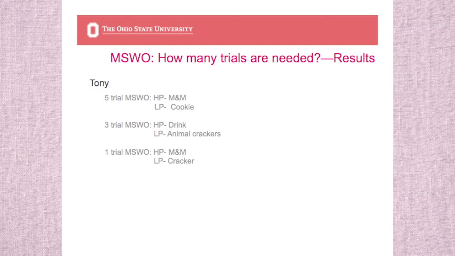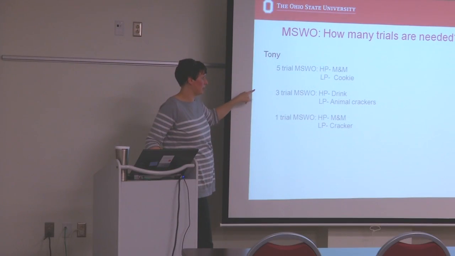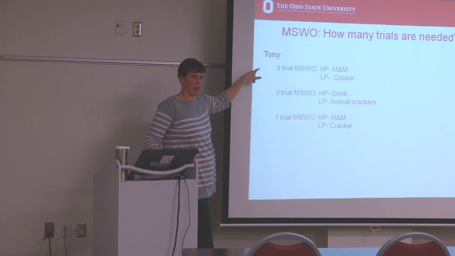So for Tony, here is his highly preferred and least preferred item across the different trials, since we're all food things. What you should notice is that across these 3 conditions, the only time that the high preference matched was in the 5 trial and the single trial.